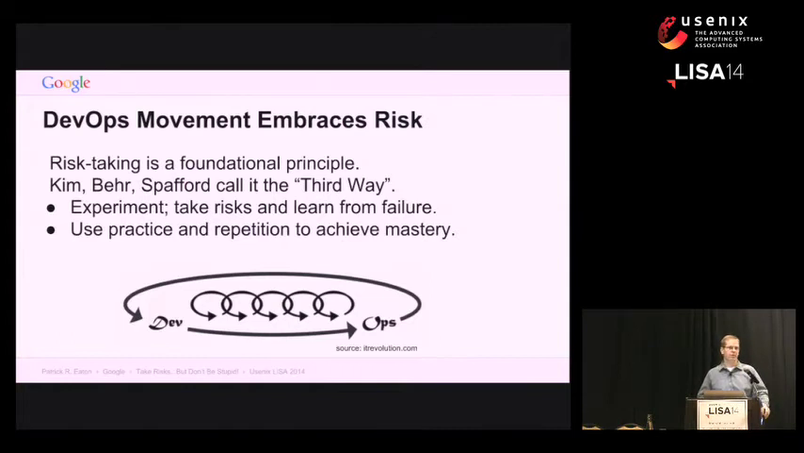And then the third way, which is the one related to my talk today, is to embrace a culture of continual experimentation and learning. We should continue experimenting, and we should continue taking risks, and we should continue to learn from that failure. As we are taking those risks, we are also practicing our skills, and that practice leads to mastery of those skills. Then, when our risk-taking fails, that same mastery helps us recover from those failures.